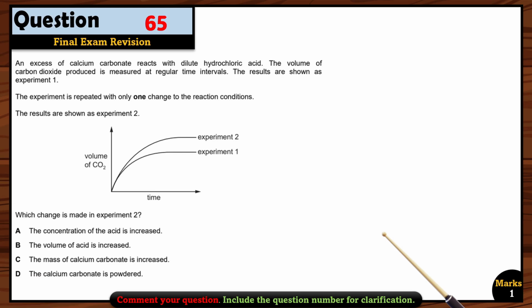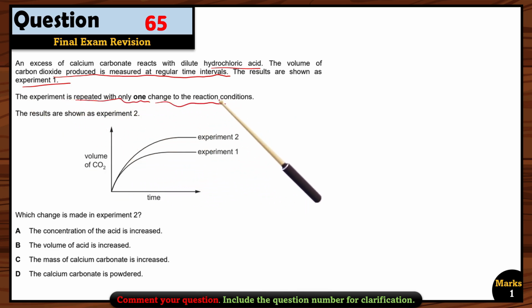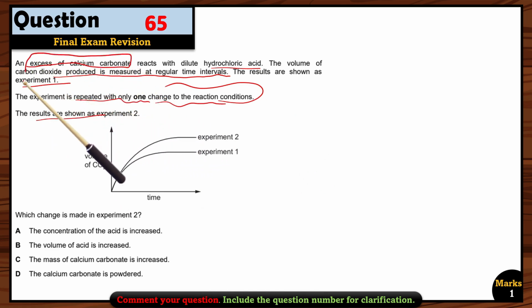Let's see question 65. An excess of calcium carbonate reacts with dilute HCl. The volume of carbon dioxide produced is measured at regular time intervals. The results are shown in experiment 1. The experiment is repeated with only one change to the reaction condition. Okay, and we have excess of calcium carbonate here, right? And we are reacting with dilute HCl.